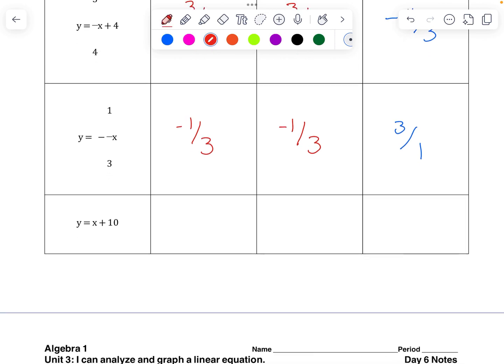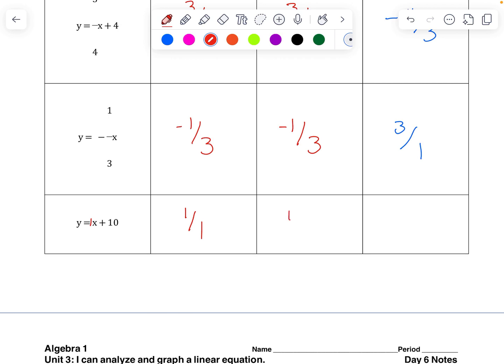Okay, next one. y equals x plus 10. Our slope is right here with this x. So if there is an x, there is a slope, right? Our slope is not 0 here. The number I could put in front of that x is 1 if I wanted. So my slope would be 1 over 1. That is my current slope.